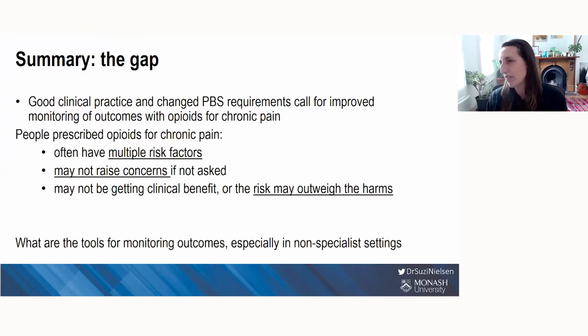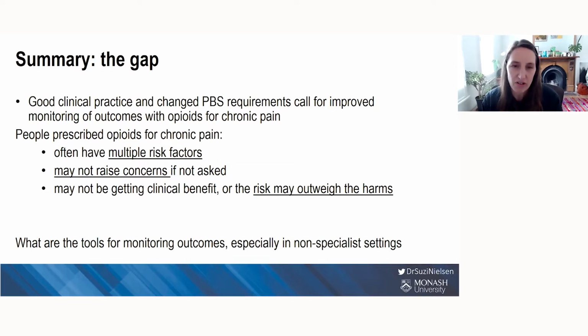So just in terms of summarising the gap and what the research I'm going to present is aiming to address, we know that both for good clinical practice and also the changed PBS requirements, there is a need for improved outcome monitoring with opioids. And we know that people on opioids for chronic pain often have multiple risk factors. They might not raise concerns unless they're asked, and they might not be getting clinical benefits, or the risks might outweigh the harm for some patients, but not all patients.